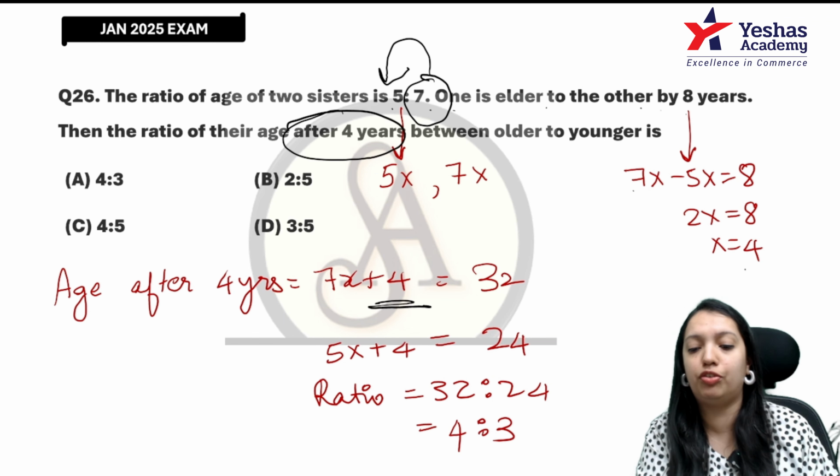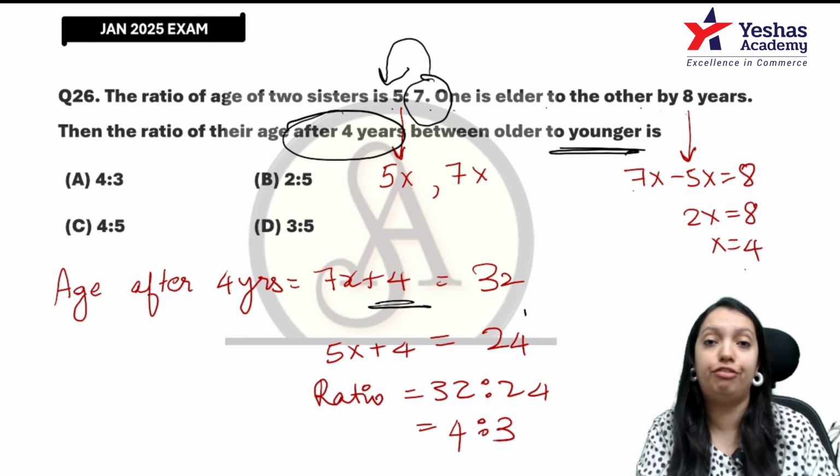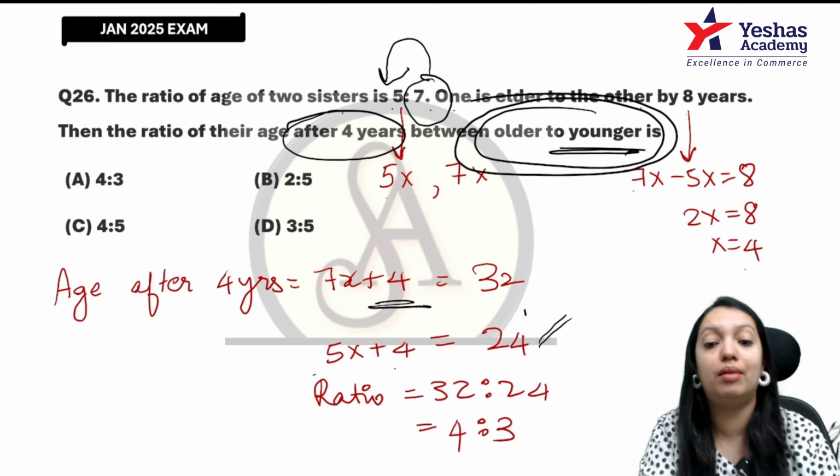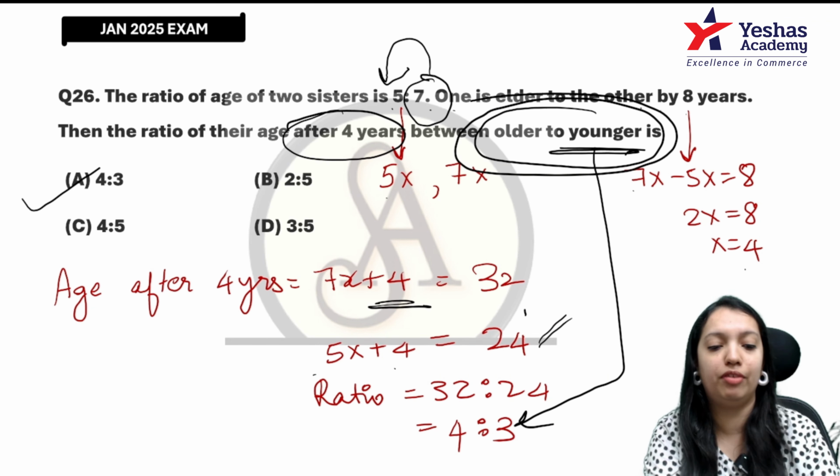After 4 years, plus 4, it will be 32, and younger one after 4 years, 5 4s are 20 plus 4, 24. Ratio between these two will be older to younger. Be careful. Older to younger will be 4 is to 3.